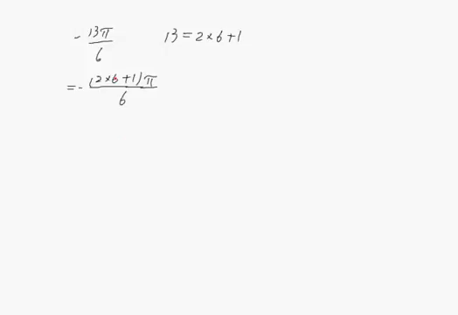Now you divide each term of this sum by 6. So you get 2 times 6 divided by 6, you get 2, and then 1 over 6, and then times pi, right? So now you multiply each term inside this parenthesis by negative 1. You get negative 2 pi, and minus pi over 6. Okay, this is how we break down this negative 13 pi over 6 into the sum of two parts.